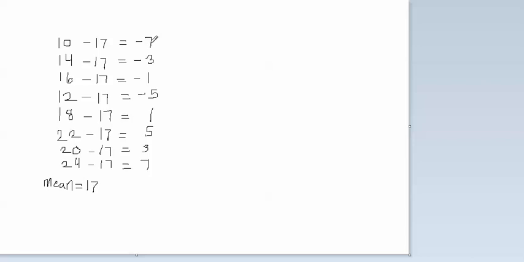So what do we get when we square our first deviation of negative 7? Well, negative 7 times negative 7 is 49. When you multiply a negative number by a negative number, you get a positive number. I'm also not going to require you to put these titles up here when you show your work. I'm just doing it to help me explain the steps. So these are squared deviations.